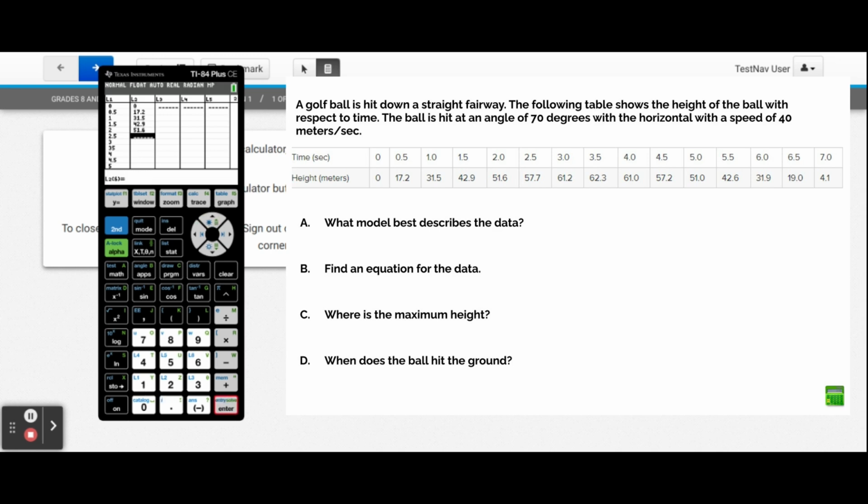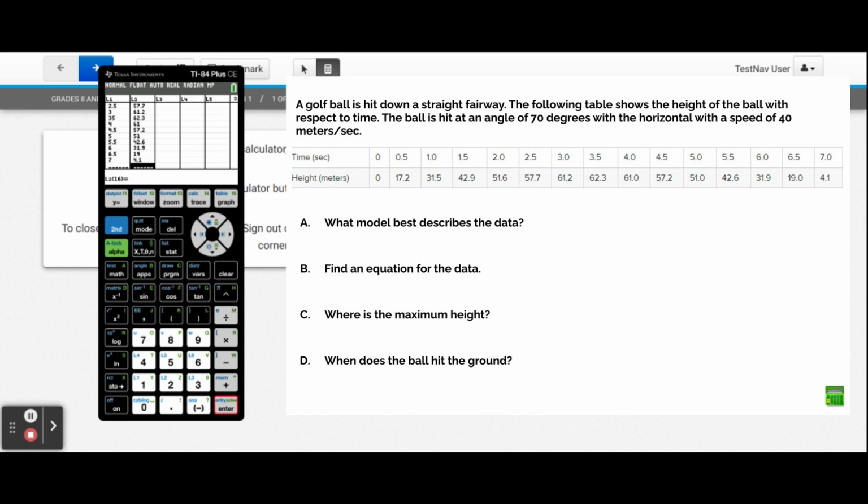51. See, all this typo talk, and here I am doing it over and over and over again. 57.7, 61.2, 62.3. Looks like we're peaking. 61, 57.2, 51, 42.6, 31.9, 19.0, and last but not least, 4.1.